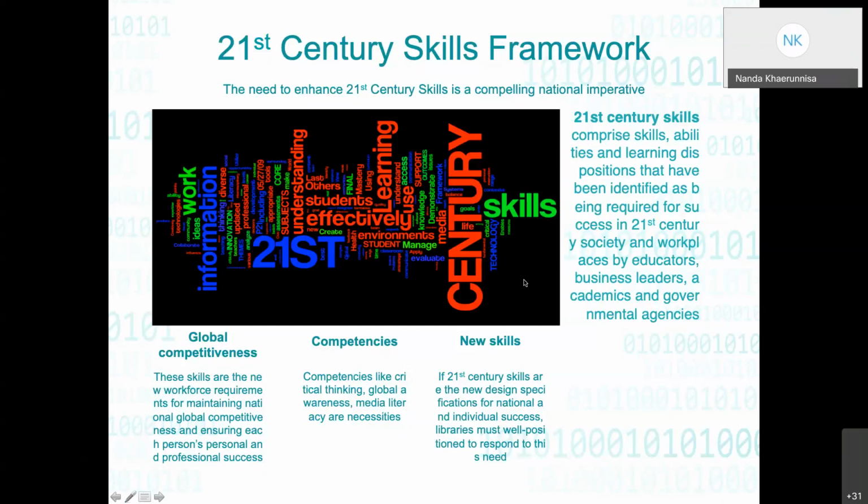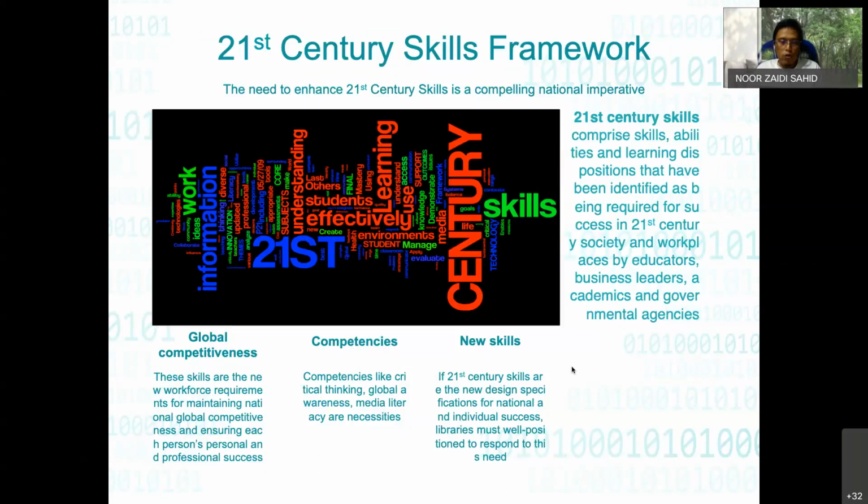So you need to know things like this. Nowadays we need such competencies. That means knowing current affairs, your critical thinking, your decision making. If 21st century skills are the new design specification for national and individual success, libraries must be well positioned to respond to this need.